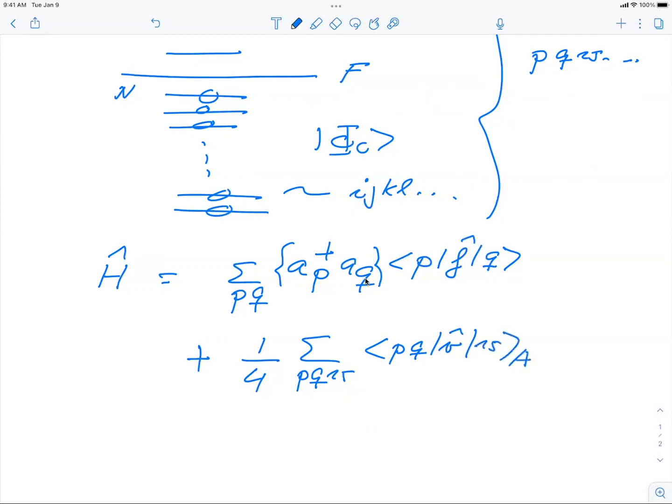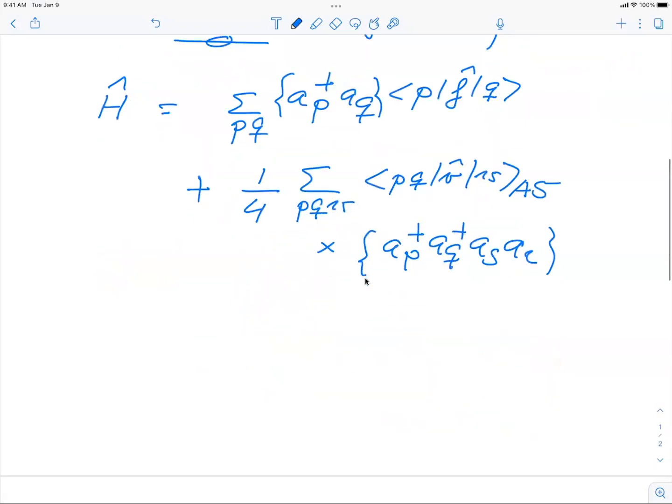So these are anti-symmetrized matrix elements. And often people, as we mentioned in the beginning of the semester, tend to drop the AS because you can deduce that from the factor 1 divided by 4. And this contains now the creation and annihilation operators for a two-body operator. Then there is an additional term, which we label as E0 for the reference energy.